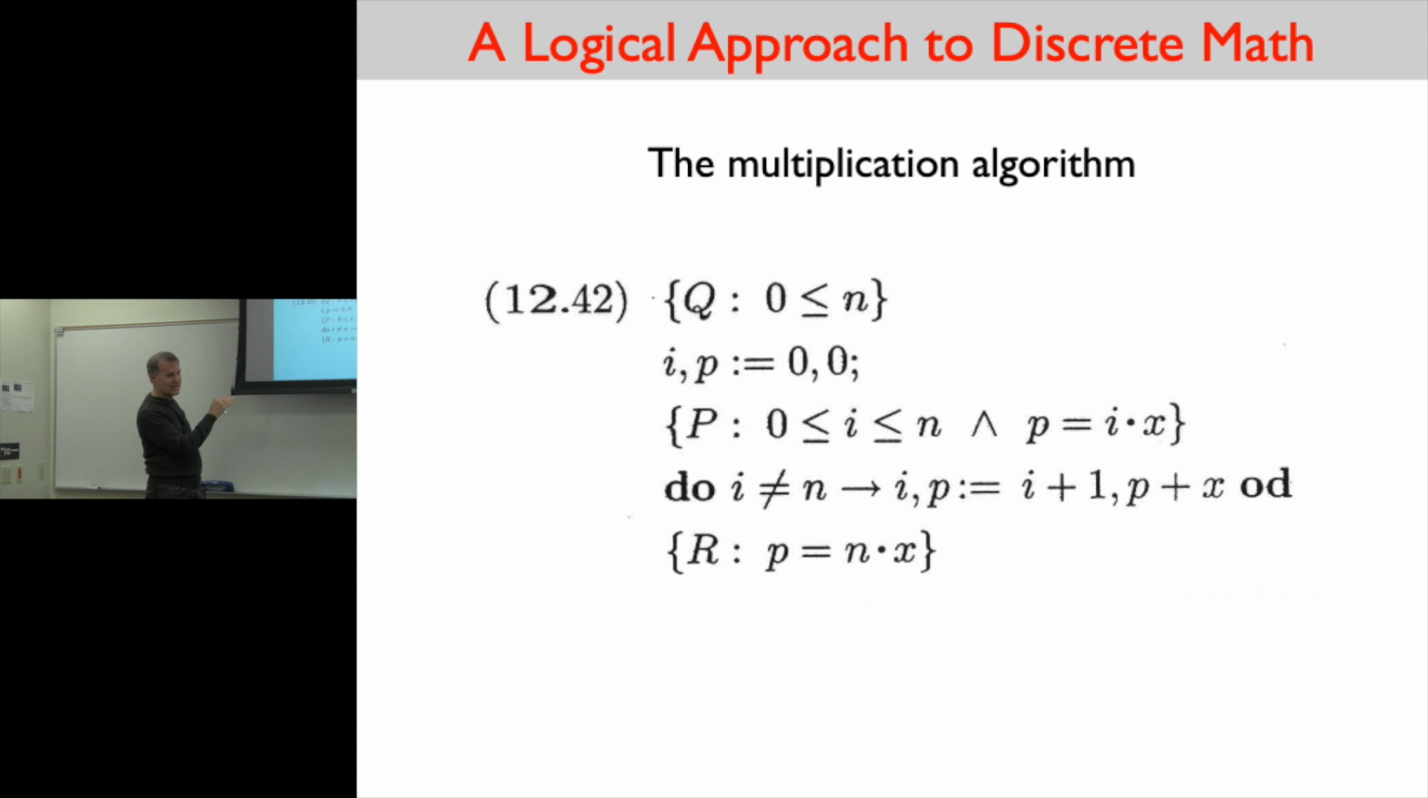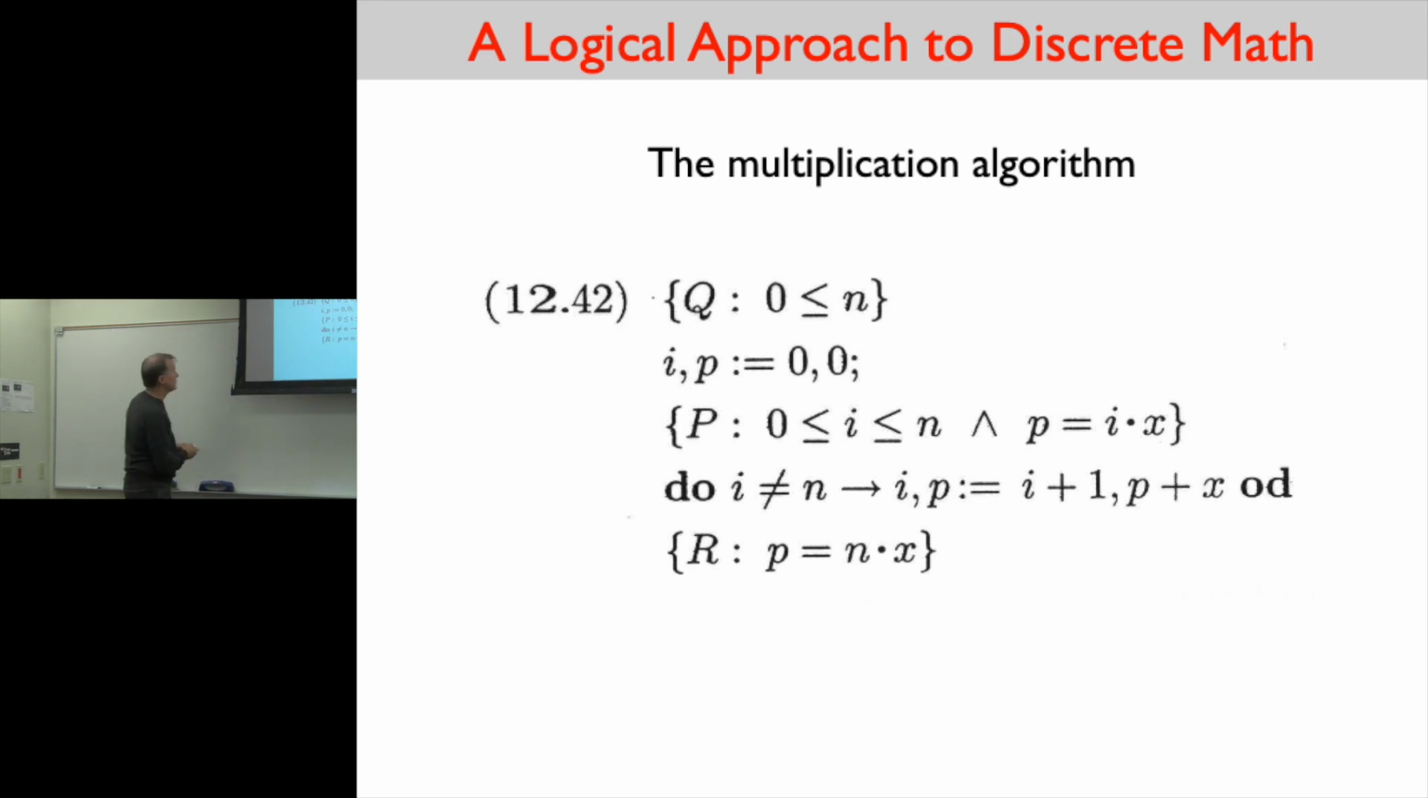I is not equal to n. Okay, so we assume that, unfortunately he doesn't document what n and x are. So here we assume that x and n have some initial values, and in the end, we're calculating p to be n times x.